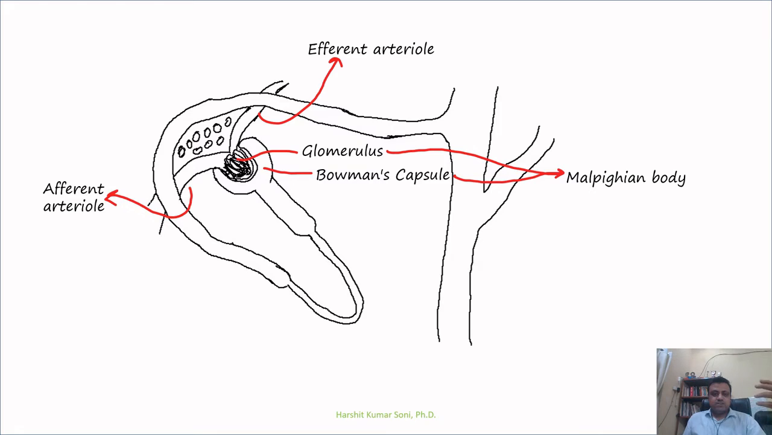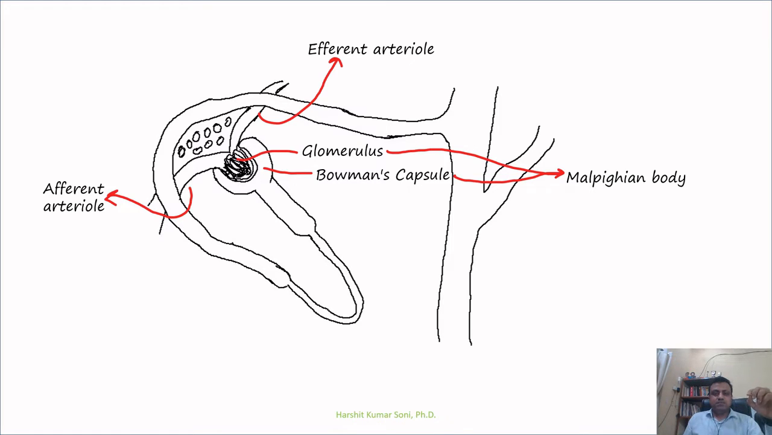The real filtration which takes place here for urine formation takes place in the basement membrane, which is present between the endothelium, the layer of capillaries, that is, the endothelium of glomerular capillaries, and the epithelium of Bowman's capsule. So there is a basement membrane present in between, and the formation of urine, or the real filtration, takes place in that basement membrane.